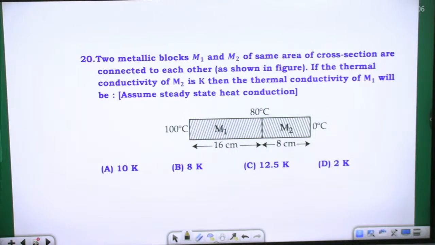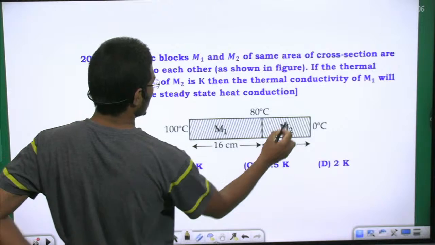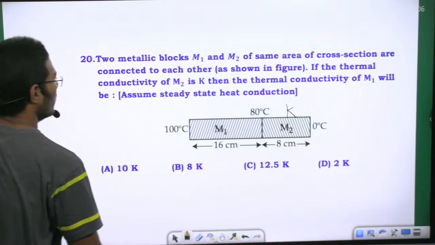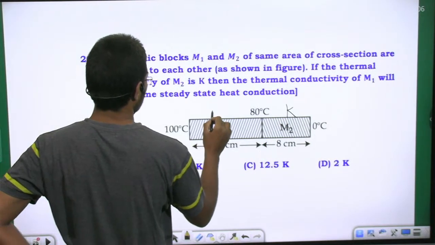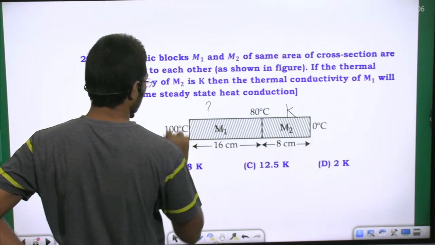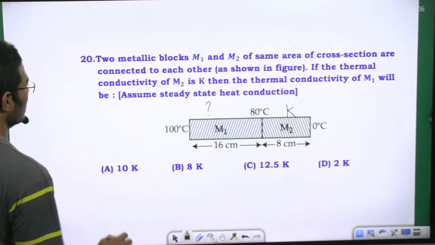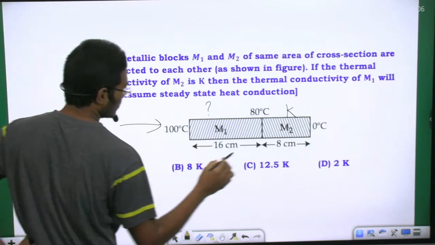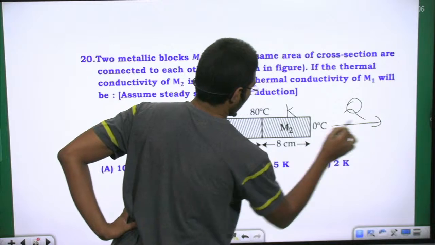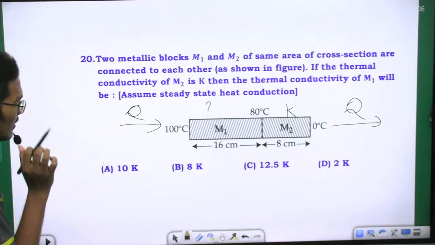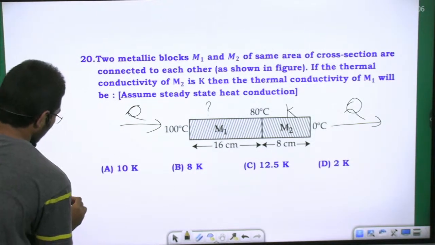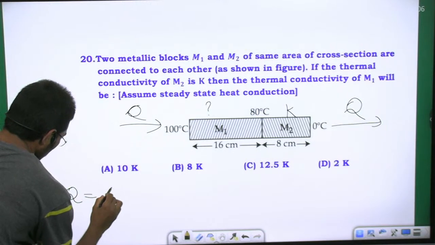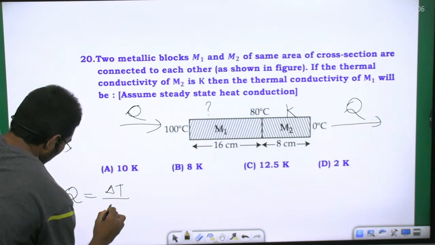So two metallic blocks M1 and M2 of same area of cross section are connected to each other as shown. If the thermal conductivity of M2 is K, M1 will be dash. See, heat flows this way, right? So the heat flowing will be same. So Q is equal to delta T by L by Ka.